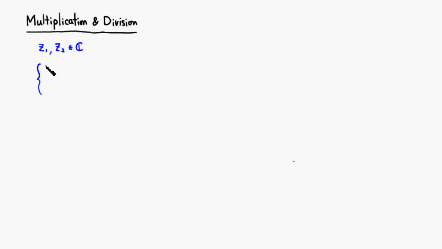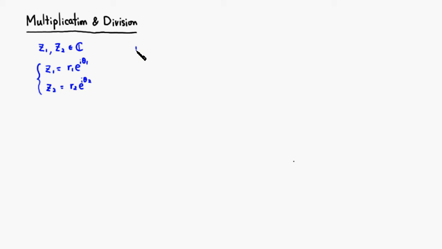So I'm going to write Z1 as R1 times e to the i theta 1. This is just the exponential form of Z1. And of course Z2 is going to be R2 e to the i theta 2. Then we'll look at the multiplication.